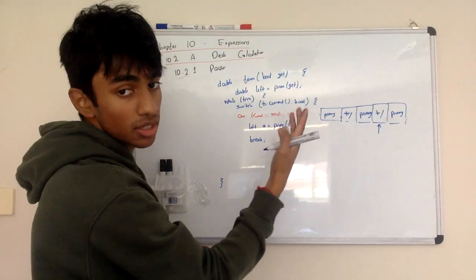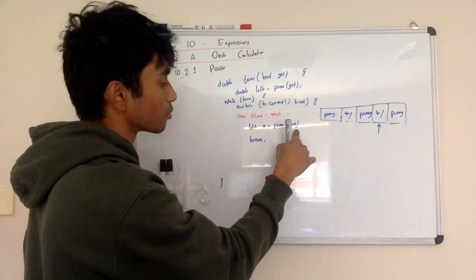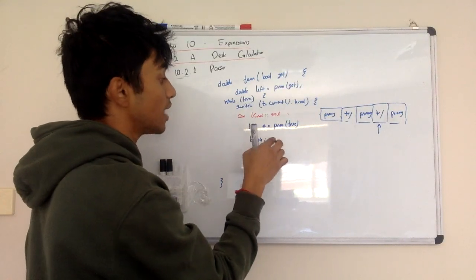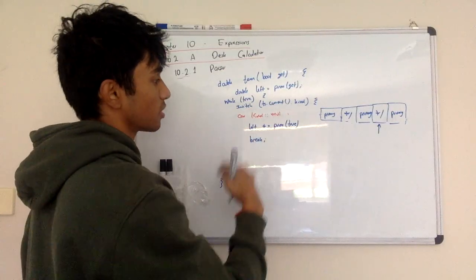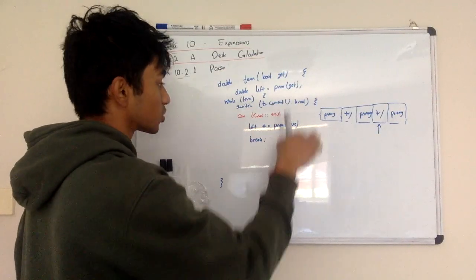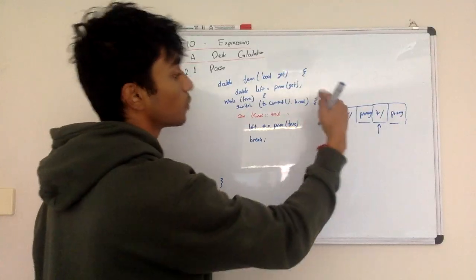Times equals means make left equal to left times prim. Make left equal to that, and then we break out of the switch. But we stay within the while loop. Remember, break only breaks out of the innermost scope. So we break out of the switch, but we stay within the while loop so that we can continue our loop.